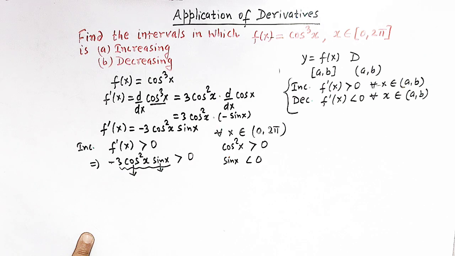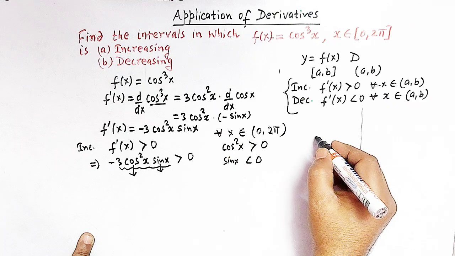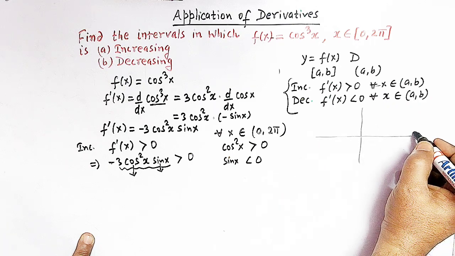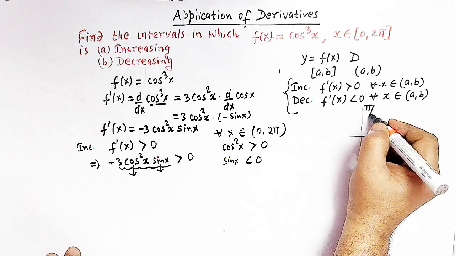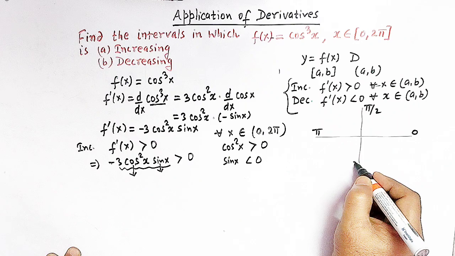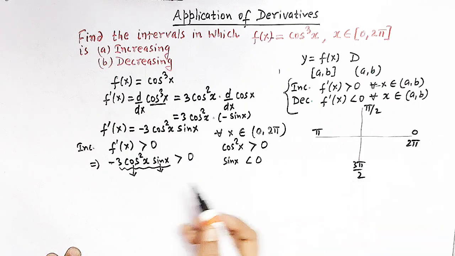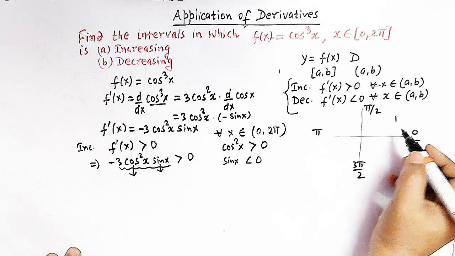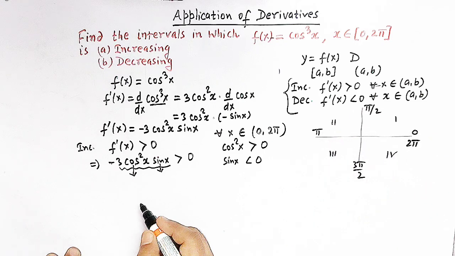So now from the sign convention of trigonometric functions in four quadrants, here we have 0, here pi by 2, then we have pi, here we have 3 pi by 2, and here we have 2 pi, right? And this is the first quadrant, this is second, this is third, and this is fourth.